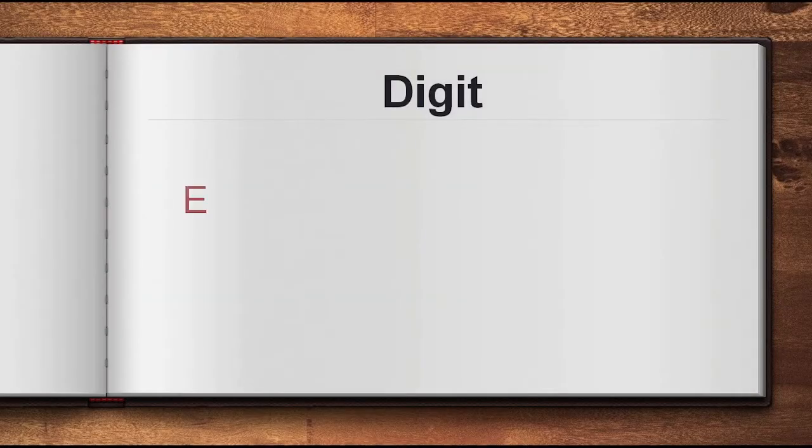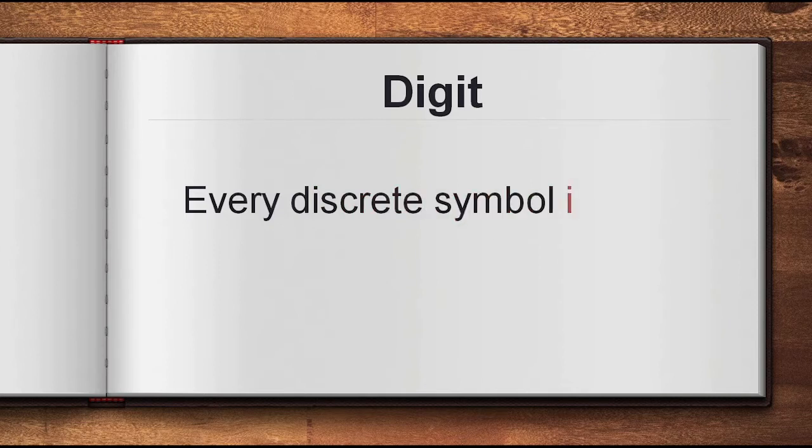Digit. Every discrete symbol in a notation is called a digit.